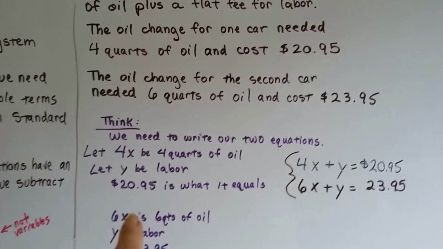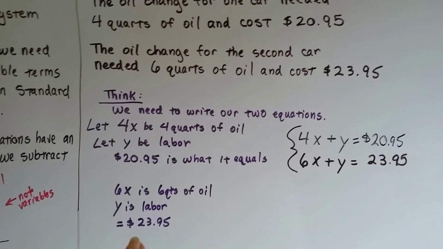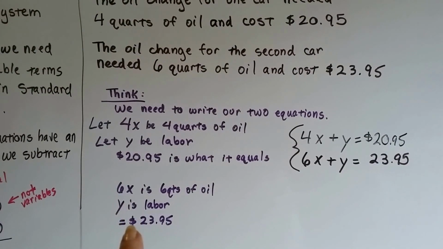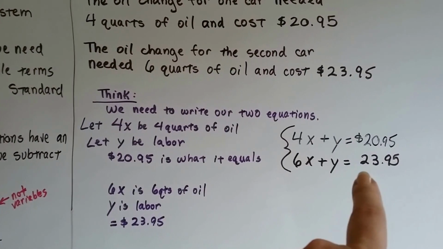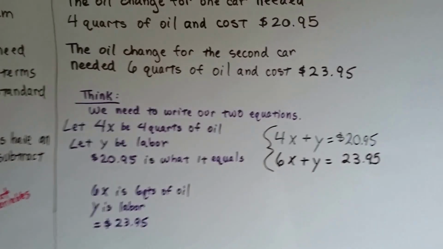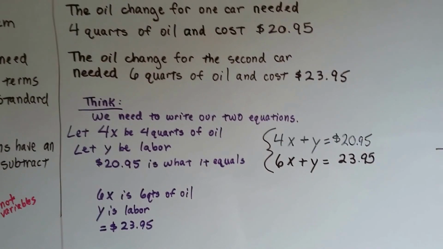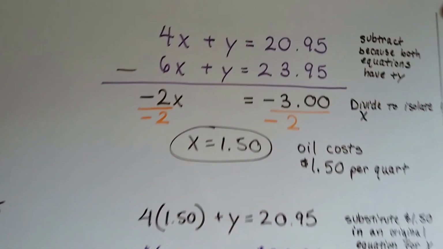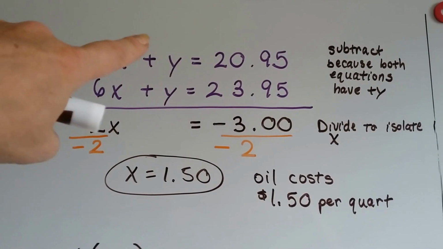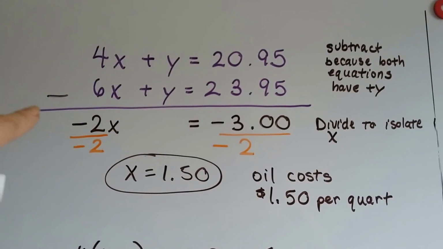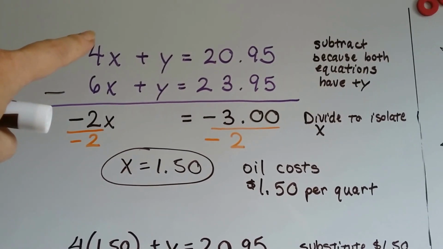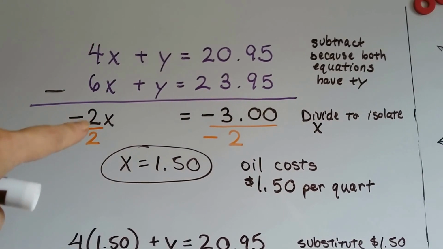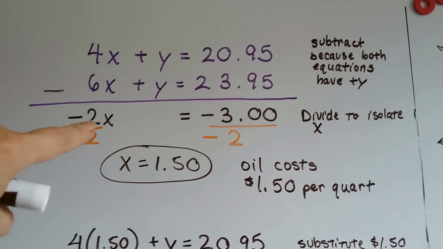We can do the exact same thing for the second one. 6x could be the 6 quarts of oil, y could be the labor, and $23.95 could be what it equals. Now we've got our two equations. We've got our system of equations. Now we can start solving. Now because they both have a plus y, we can subtract. And 4x take away 6x is going to give us a negative 2x.